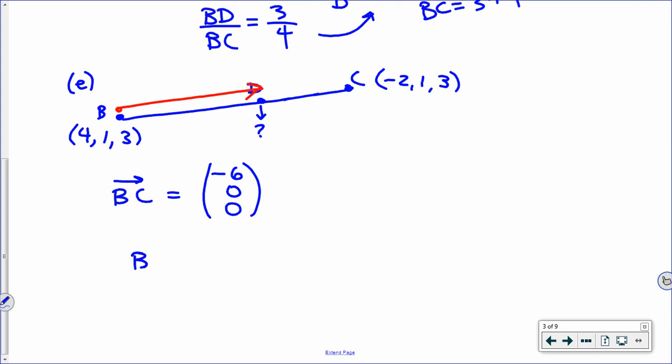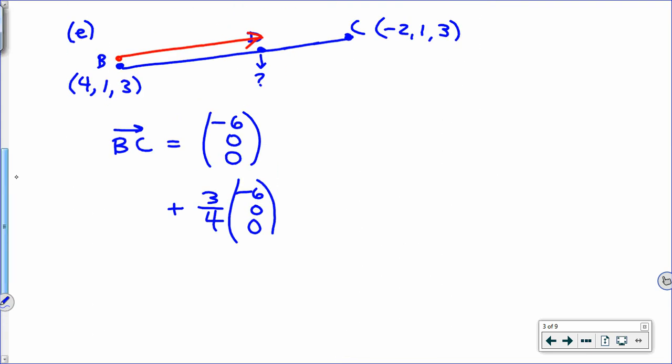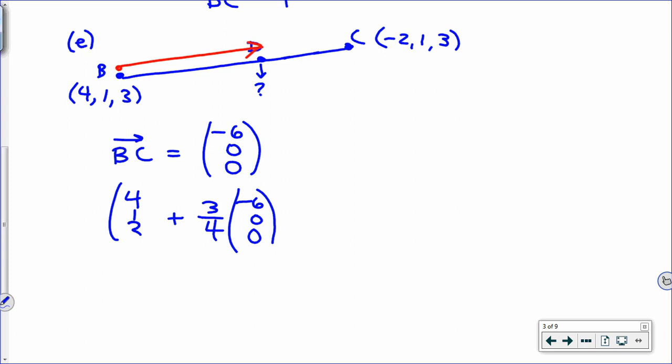So let's see how I can write that down in a way that would be clear. So we want to start from point B, and we want to add 3/4 of the vector -6, 0, 0. I think that makes sense. I'll replace point B here with the 4, 1, 3. See if this gets us the right answer. So here we have 4 plus 3/4 of -6. So we do have to do a little bit of math there without a calculator, which is a bit of a chore. It's going to give us -1/2. So that's -1/2. The other ones are quite a bit easier because it's 1 plus 3/4 times 0 and 3 plus 3/4 times 0.